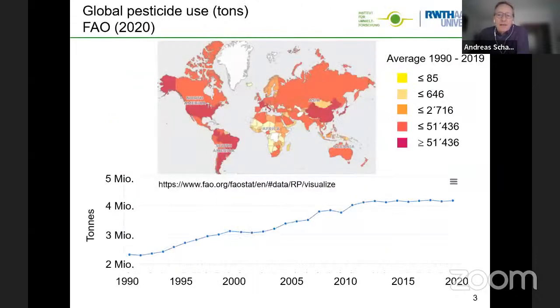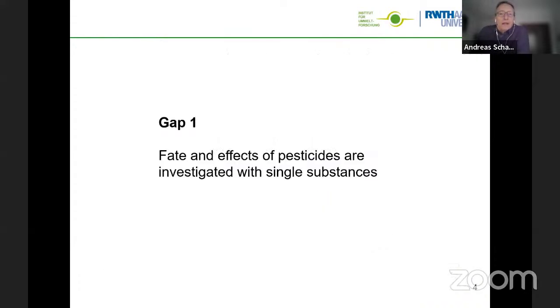Second reason is they are used in extremely high amounts almost everywhere in the world. And looking at these numbers here in tons used worldwide, you see that this is ever increasing. So these are the reasons why I start with pesticides. Later on, I will also talk about other chemicals briefly.